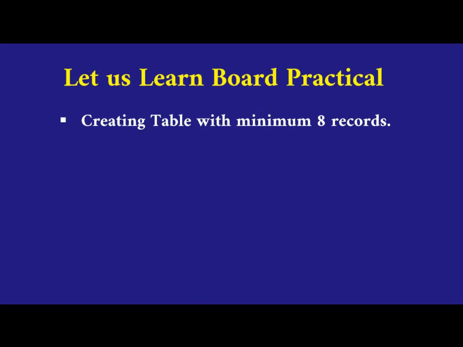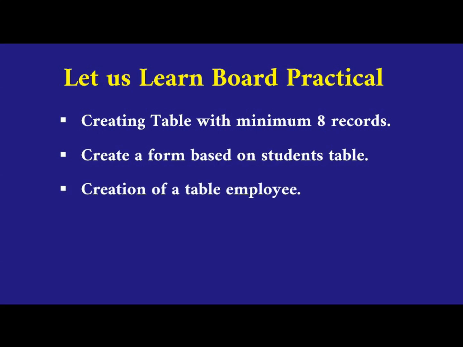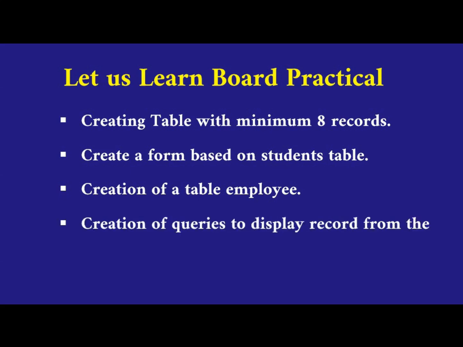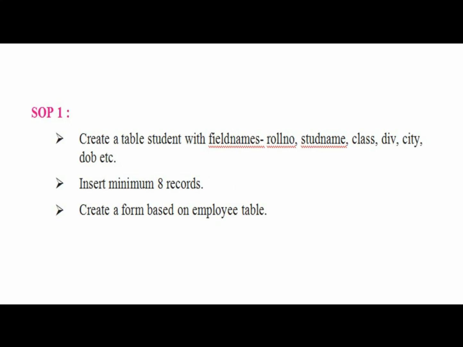First practical you are going to learn today is creating a table with minimum 8 records, creating a form based on the student table, creating the table employee, and creating a query to display records from the employee table. So the first practical is: create a table student with field names roll number, student name, class, division, city, date of birth, etc. Insert minimum 8 records. Create a form based on the student table. So let's see the first practical and then the second practical.